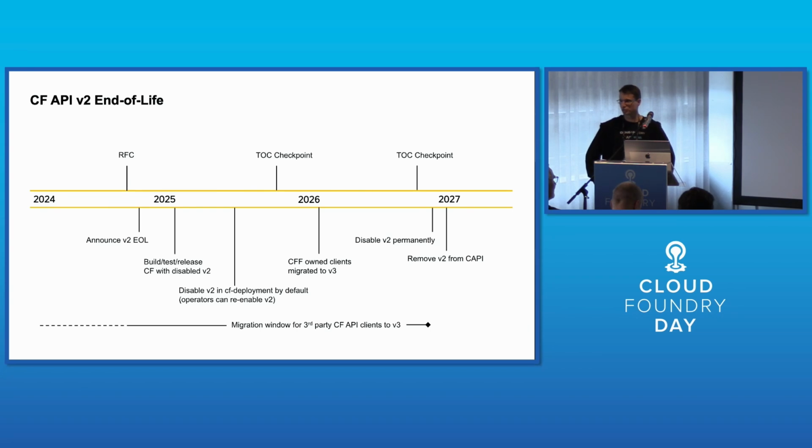Until then, there's still the possibility to use V2 and to think about a migration plan, maybe based on the foundation-owned clients. And then there will be a day and a decision time where we have to say, no, we disable V2 permanently, and that opens the door for us to remove the code base in Cloud Controller and then think about bigger new features.